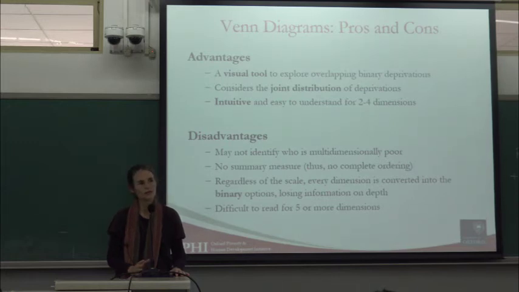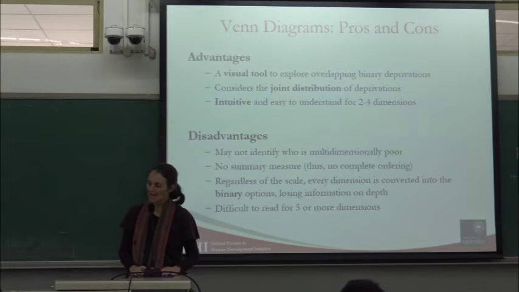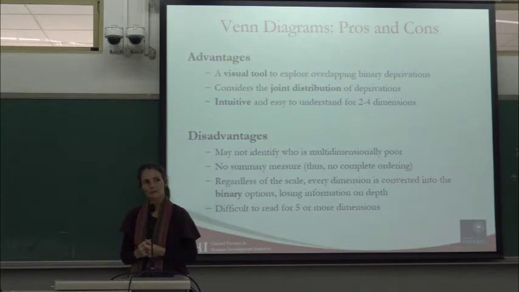So what are the advantages? First of all, in terms of communicating to your grandmother, Venn diagrams work, right? Grandma can understand. So they're very, very clear. And they do show the overlaps between indicators. So they're actually informationally very rich. And for 2, 3, even 4 dimensions, you can understand them. Beyond that, 4 is difficult, 5 is impossible.